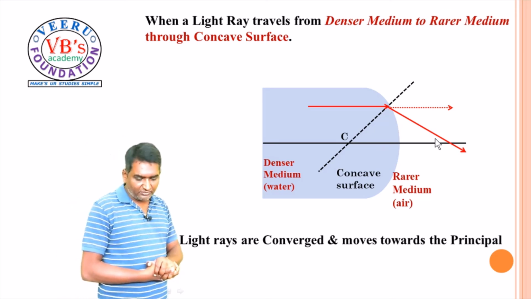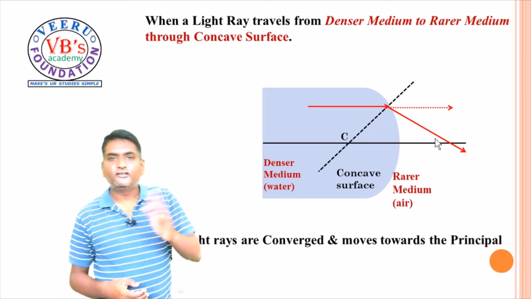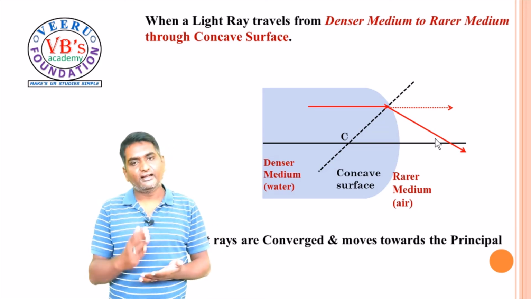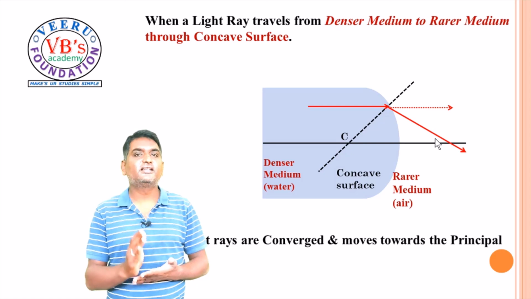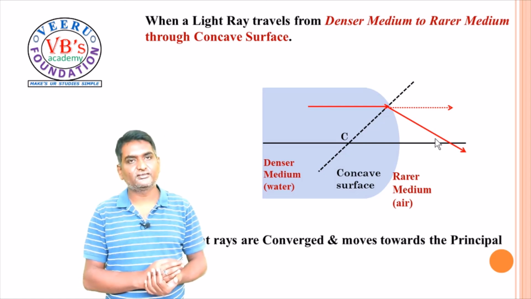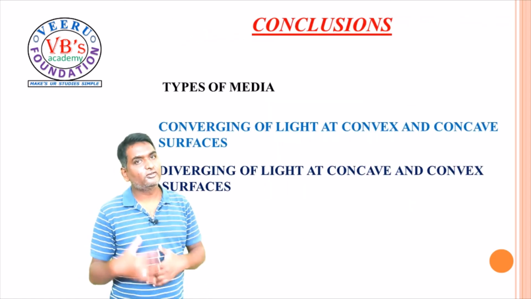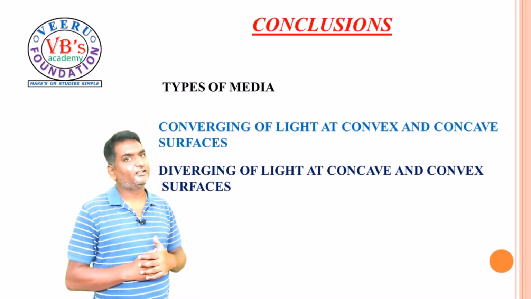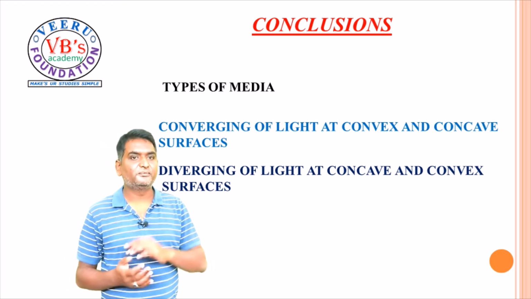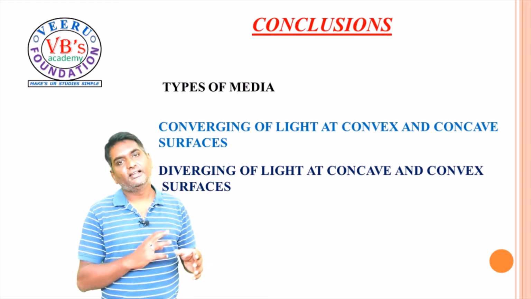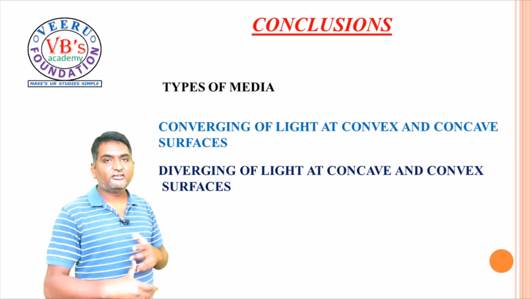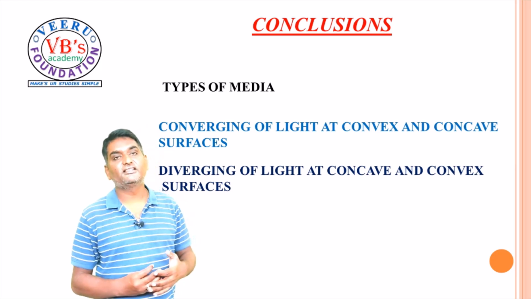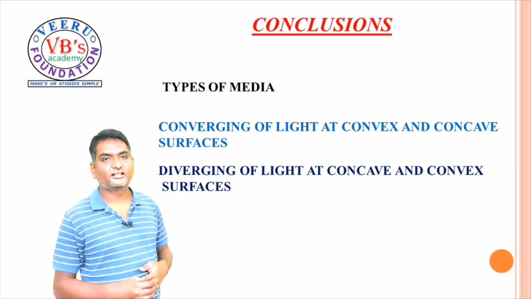In this way, convex and concave surfaces act as diverging and converging surfaces based on the mediums. This is what we have seen. The conclusions of today's session: we have discussed the basic definition of refraction. We have also seen the types of media, that is denser medium and rarer medium, and the converging nature of convex and concave surfaces, as well as the diverging nature of concave and convex surfaces.